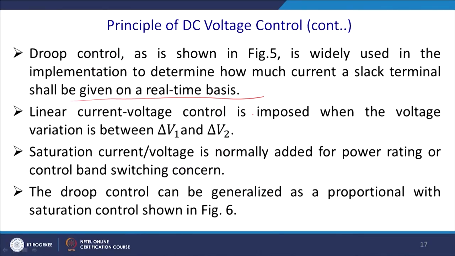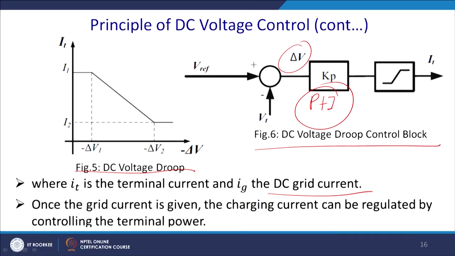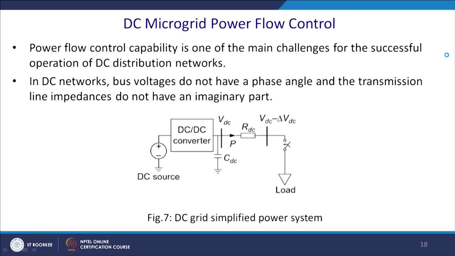Linear current voltage control is imposed when the voltage varies between V1 to V2. So, you can have a linear control, which works very fine in this system. Saturation current or voltage is normally added for the power rating or control band switching concern. The droop control can also be generalized as proportional with the saturation control as shown in figure 6. So, you can go back to figure 6 and see this is basically the droop control and this is the saturation block.